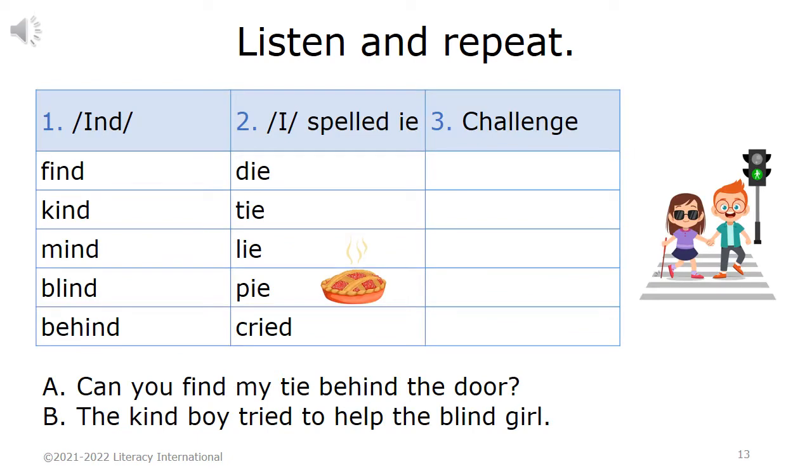Listen and repeat. 1. "ind": find, kind, mind, blind, behind. 2. "i" spelled I-E: die, tie, lie, pie, cried. A. Can you find my tie behind the door? B. The kind boy tried to help the blind girl.